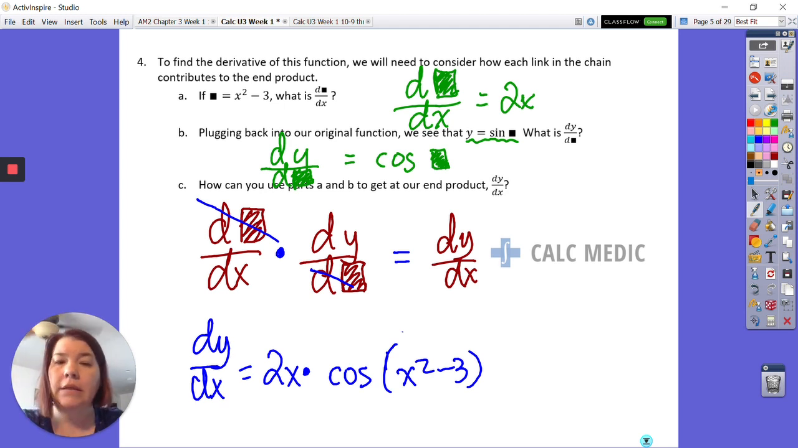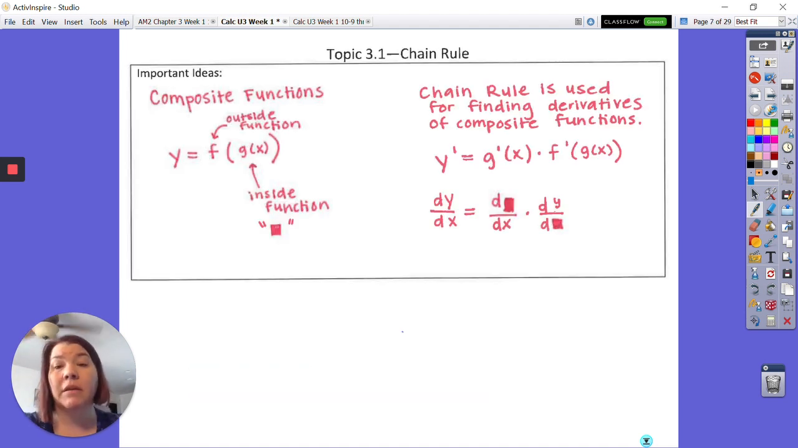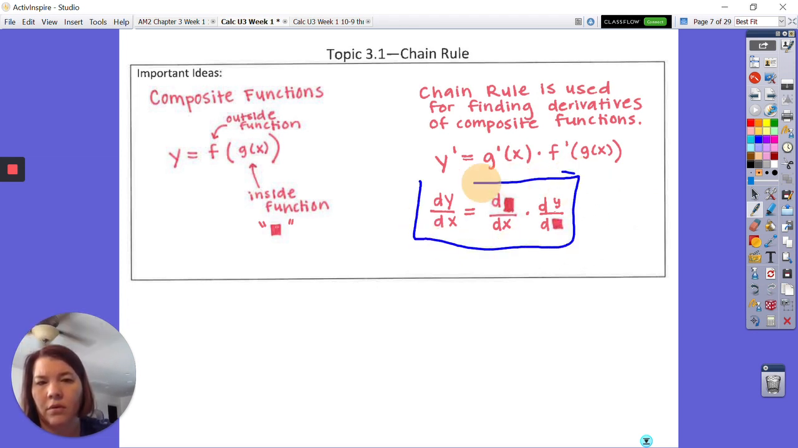Not too bad. So what does this mean? We're talking about the chain rule today, for composite functions, when you have an inside function and an outside function. The inside function in this case we call square. So y equals f of g of x, and the chain rule is used for finding derivatives of composite functions. So the derivative is the derivative of the outside function evaluated at the inside function, times the derivative of the inside function. Go ahead and write this down. We'll talk about it in just a second.